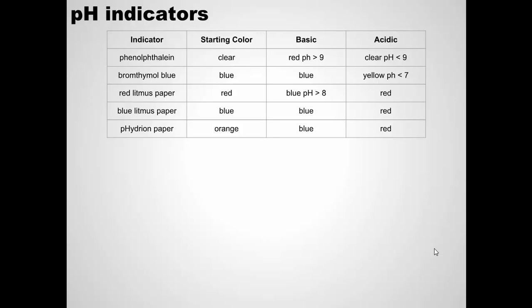So if I make this solution more basic, it'll change color. What could I add that would make it basic? Soap would make it a little more basic, maybe not enough. If I added bleach or ammonia, those are at the extreme end of the basic scale. This is just ammonia from the grocery store. If I add that, you should be able to see a color change. Magic. Wow, that's pinkish purple.